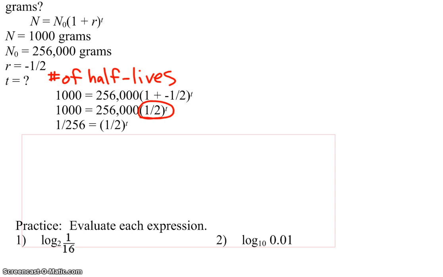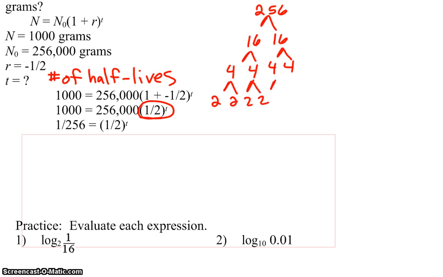At this point, I need to get that down to the same base, so I want it to be in terms of halves. So that means my 256 needs to be broken up into powers of 2. So let's start with that. If I have 256, that's 16 times 16, which is 4 times 4, and 4 times 4, which is 2, 2, 2, 2, 2, 2, 2, and 2, or 1/2 to the 1, 2, 3, 4, 5, 6, 7, 8th power.